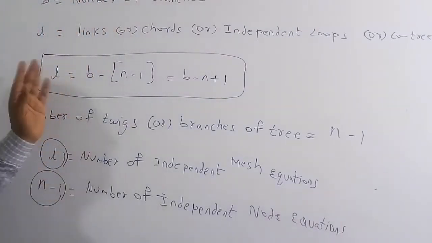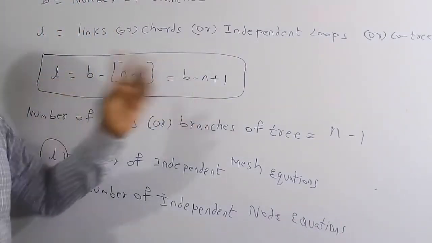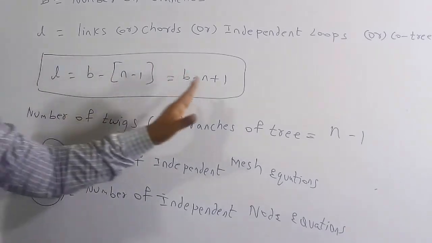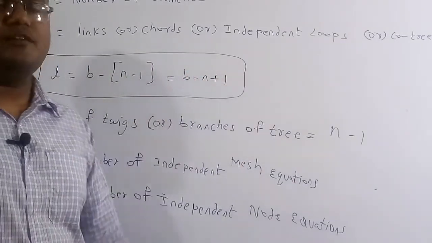Basically in the question they asked for the relation between L, b and n, which is L equal to b minus n plus 1. This is the correct solution of this question.